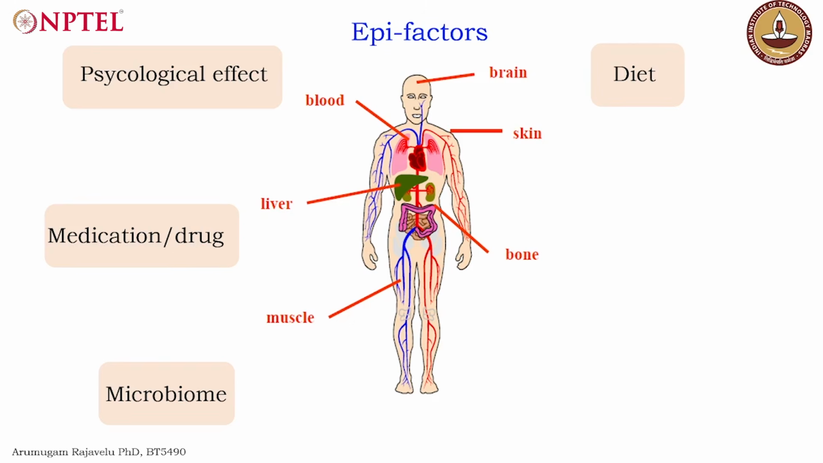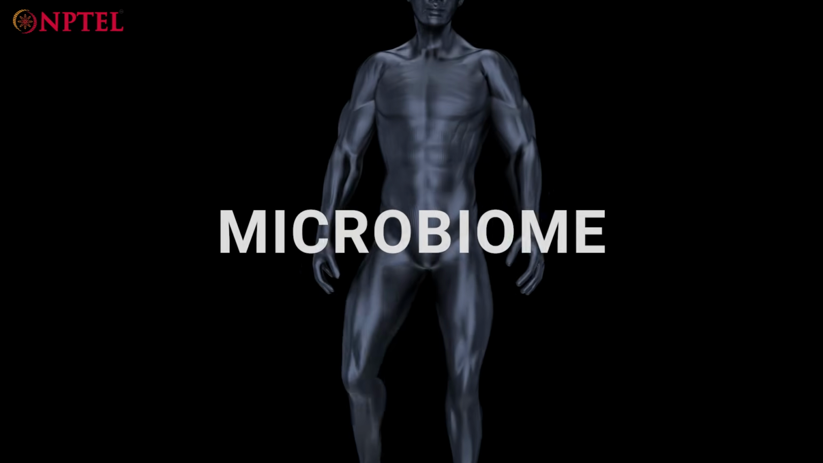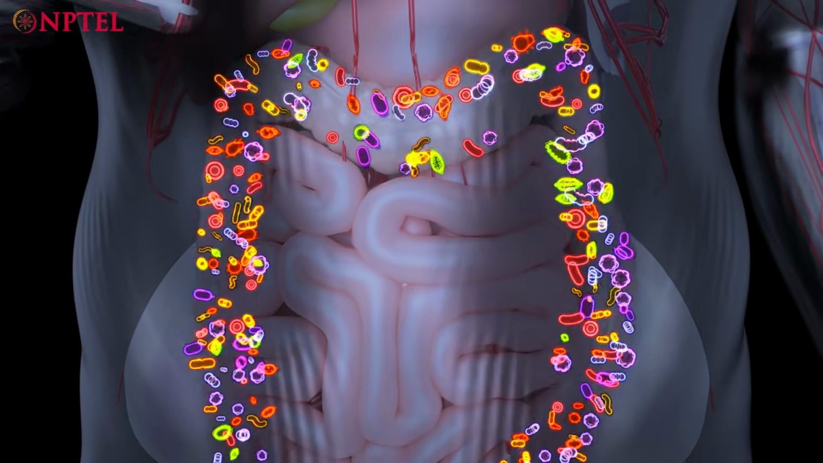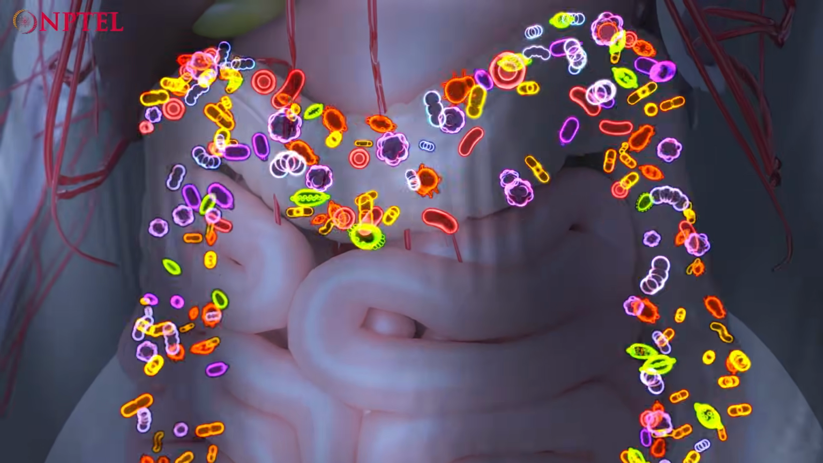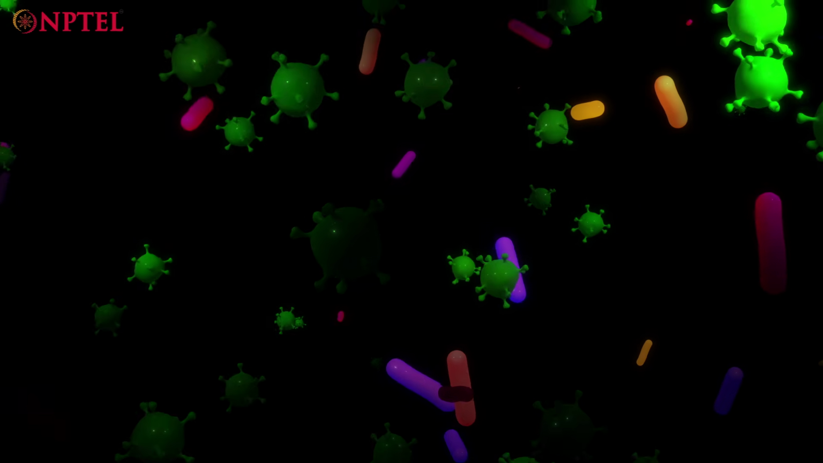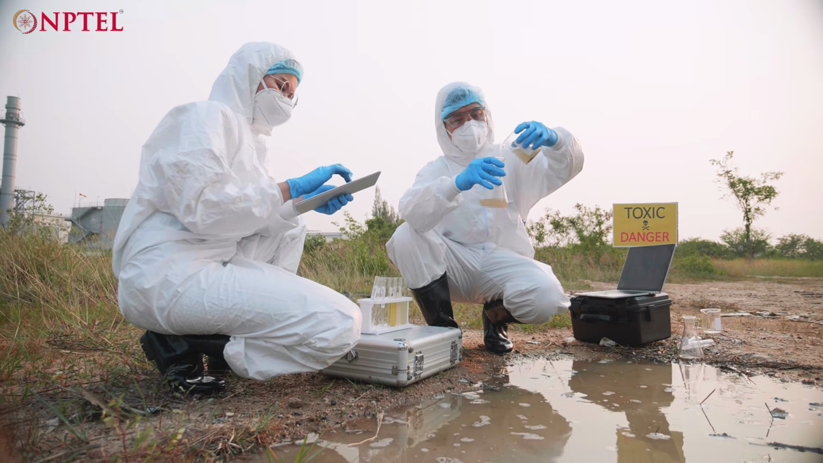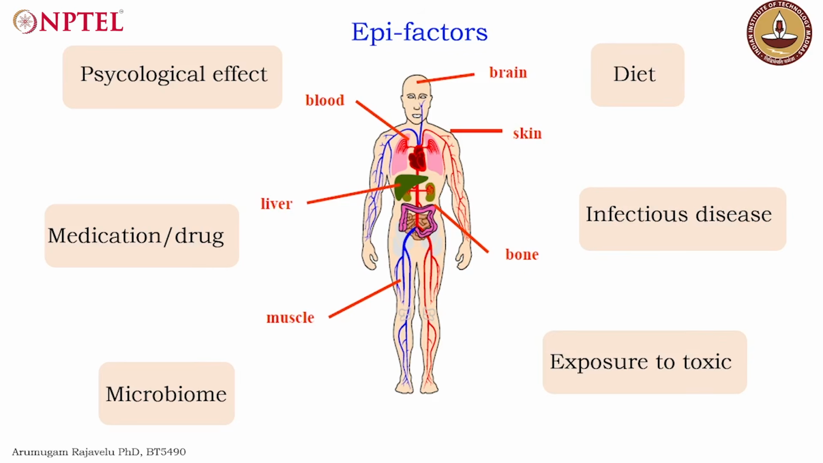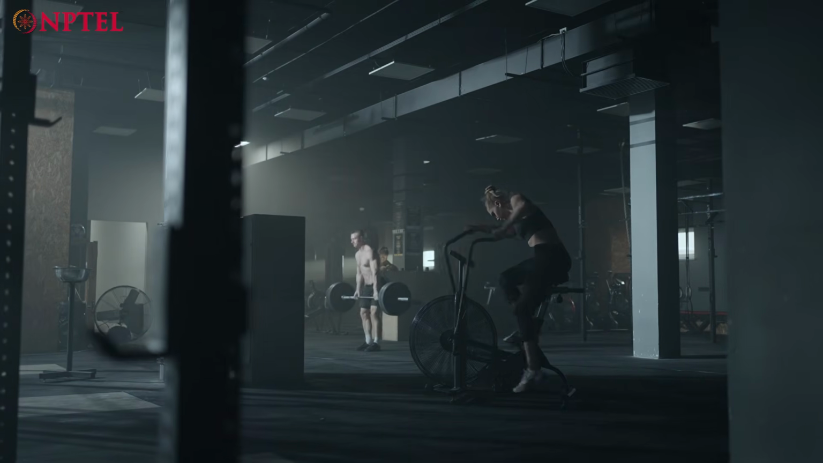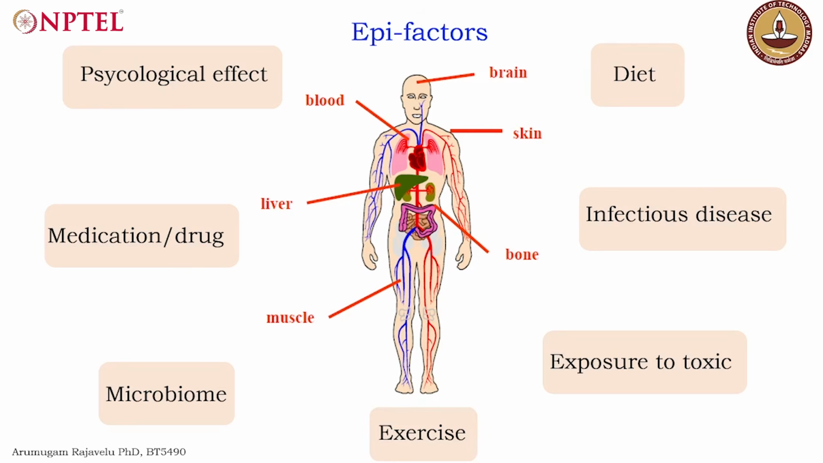Medication and drugs, and the host microbiome. Recent studies highlighted how the host microbiome can influence the epigenome of the host cells. Infectious diseases: the microorganism infects a particular tissue or cells, which can even modify the epigenome of the target or host cells. Exposure to toxic or radioactive material can also bring epigenome changes in the host cell. Finally, physical exercise can also bring epigenetic changes. So these are all scientifically proven epifactors that could influence the epigenetic players, which impact gene activity.